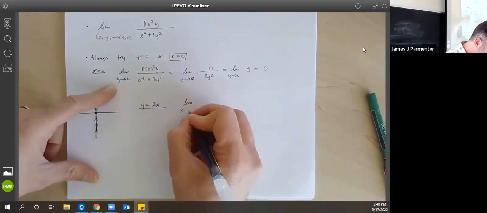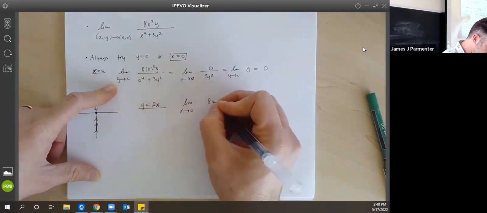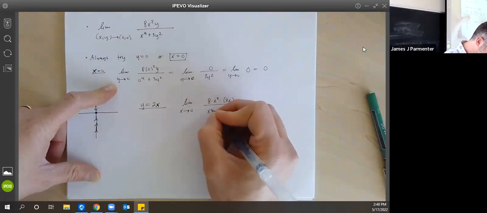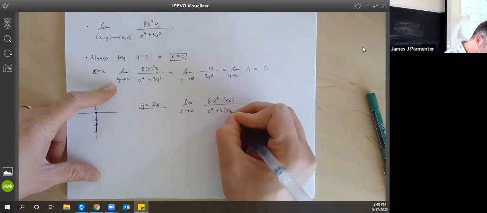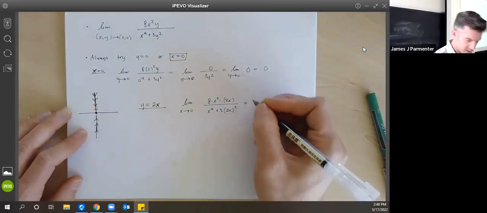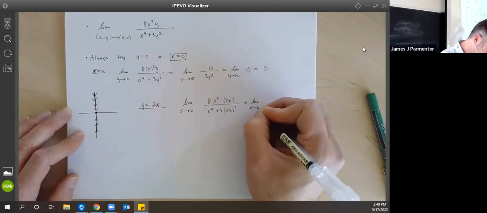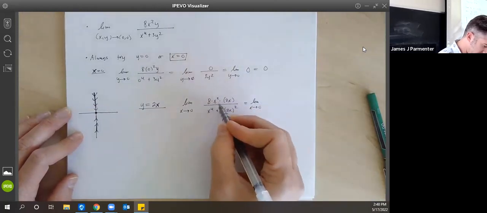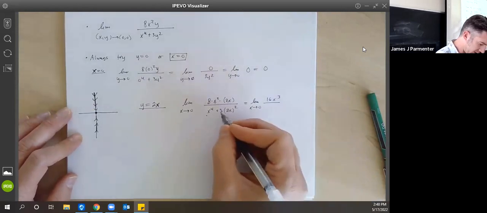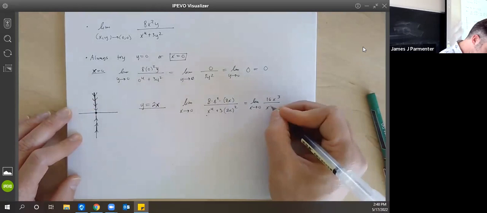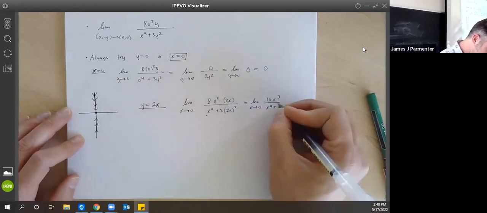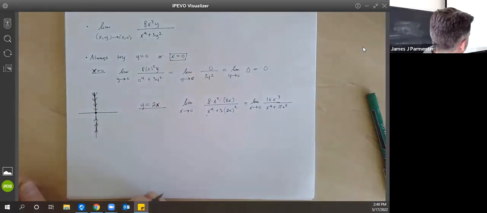So I'm still going to have x going to 0. And then I'm going to have 8 times x squared times 2x over x to the 4th plus 3 times 2x squared. All right, let's see what happens. So I've got the limit as x goes to 0 of, let's see, 8 times x squared times 2x is 16x cubed. And x to the 4th plus 6 times 2x quantity squared is going to be x to the 4th plus 4x squared times 3 is 12x squared. So I have a 0 over 0.